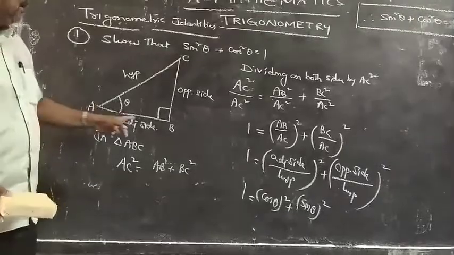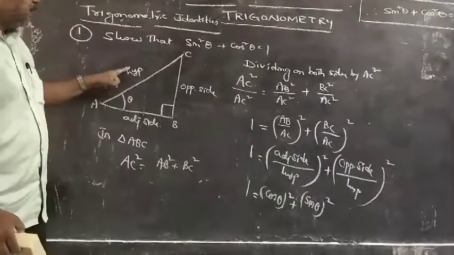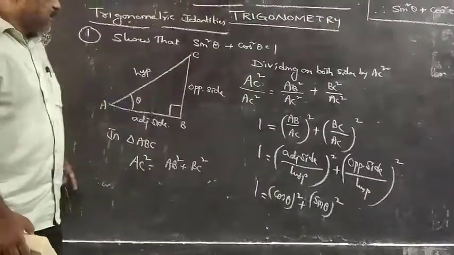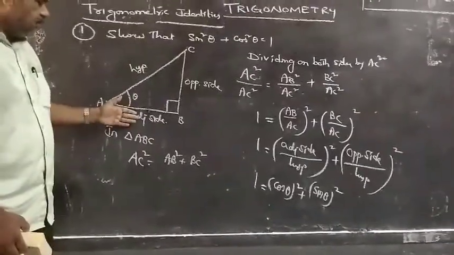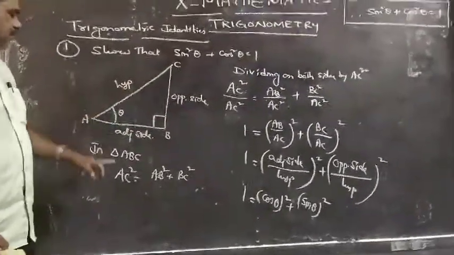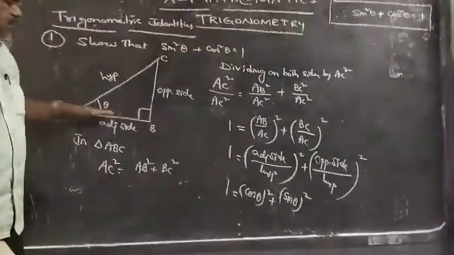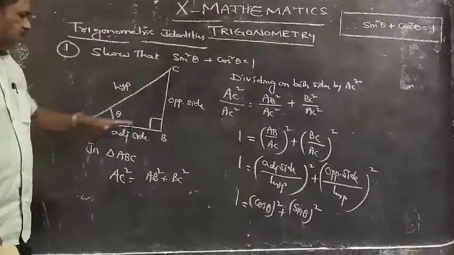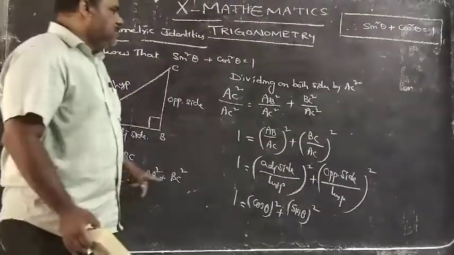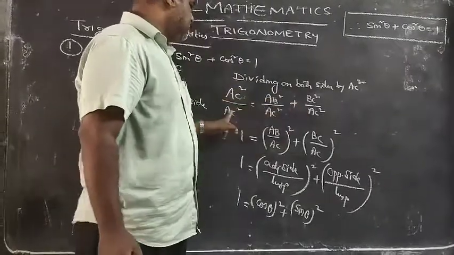So first you consider one right angle triangle. The side opposite to 90 degrees is hypotenuse. The side opposite to theta is opposite side. The side adjacent to theta is adjacent side. Using Pythagoras theorem, square of the hypotenuse AC square is equal to sum of the squares of remaining two sides AB square plus BC square. Now here, dividing on both sides by AC square.